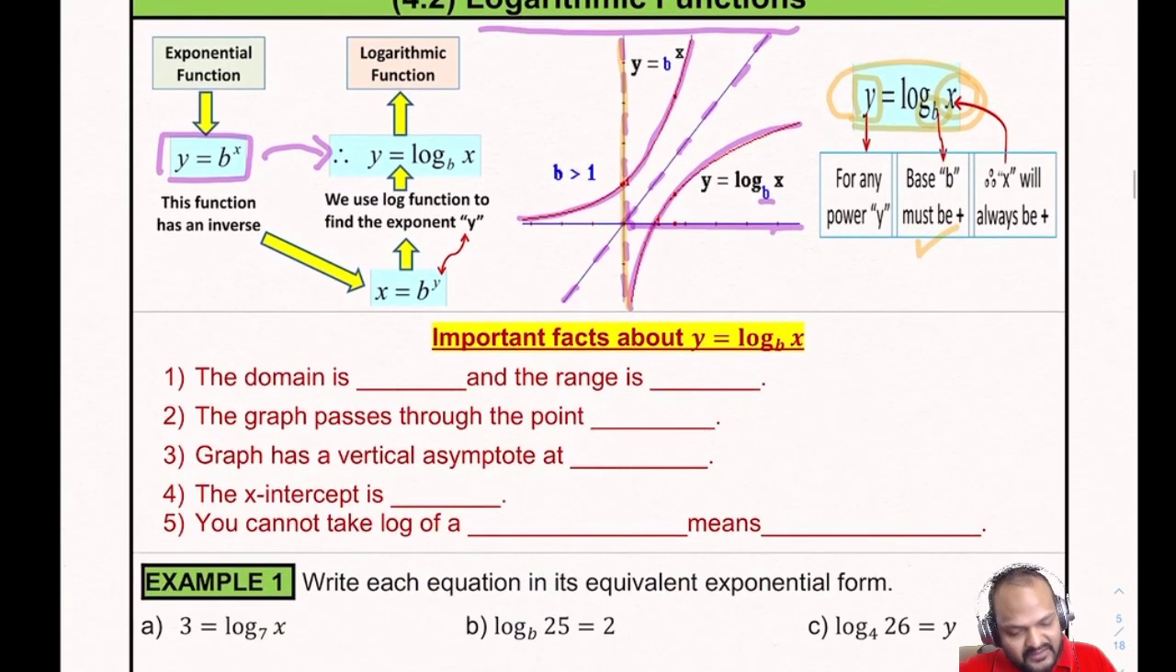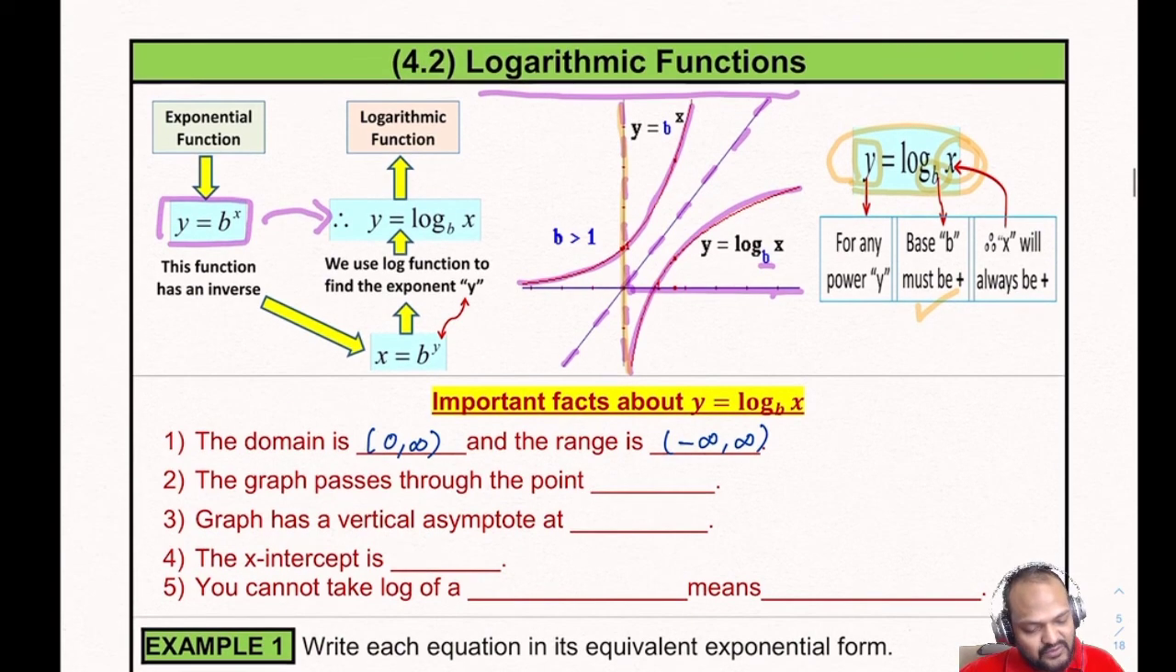So what is the domain, ladies and gentlemen? The domain, as I said, is going to be from 0 to infinity, 0 excluded. And the range is the entire real line, from negative infinity to infinity. And the graph passes through a point. If you remember, the point on the exponential graph is 0, 1, and the reflection of that point along the line y equal to x would be 1, 0. So the graph is always going to pass through 1, 0.